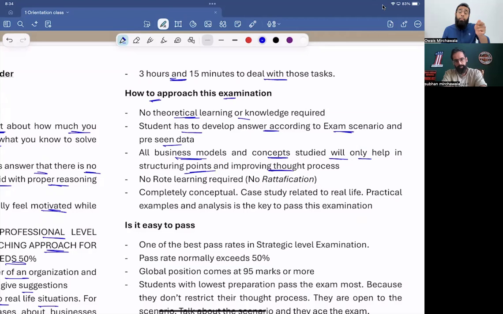The examiner is not interested that you have to always give 4 headings of Porter's five forces, or 5 headings of Porter's diamond, or 6 headings of PESTLE, or 4 headings of SWOT. He's not interested in that. He says, you want to use a model, you don't want to use it, it's your choice.